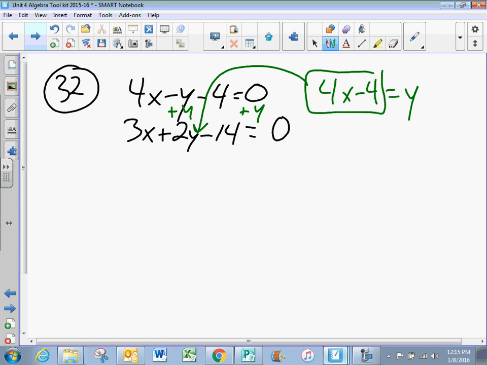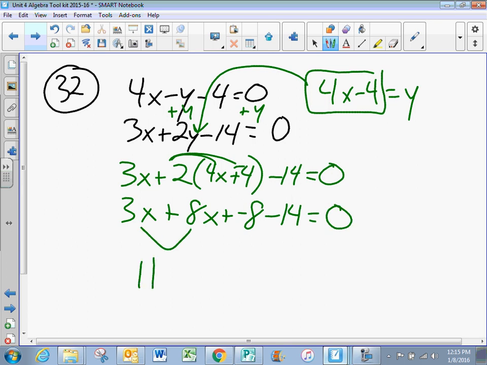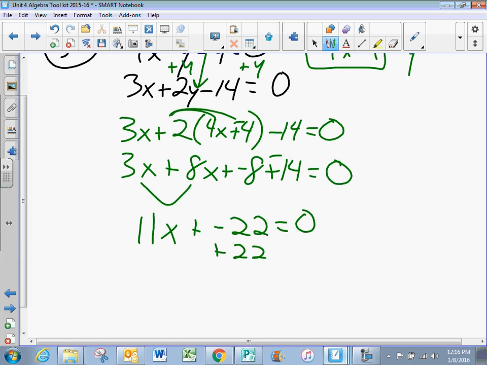Now I can just substitute right there for y. 3x plus 2 times 4x minus 4 minus 14 equals 0. I mean, I could have added 14 to both sides, but at this point I can do it now. So 3x plus 8x minus 8, or plus a negative 8, minus 14 equals 0. Simplify by combining like terms. 11x plus a negative 22 equals 0. Add 22 to both sides. 11x equals 22, x is 2.